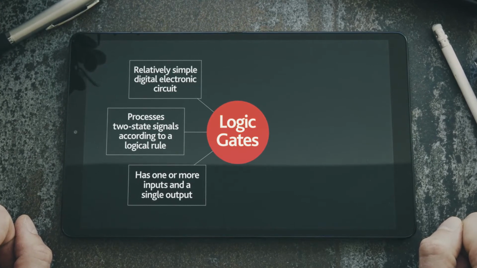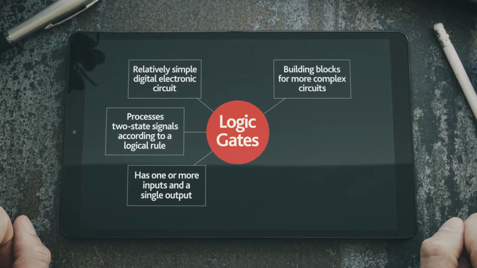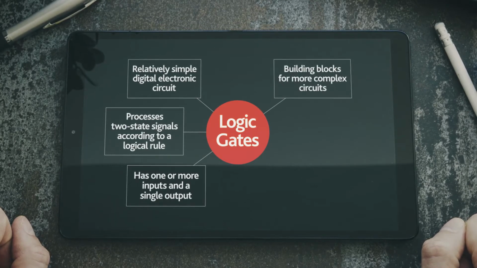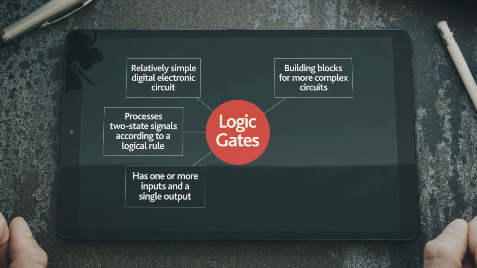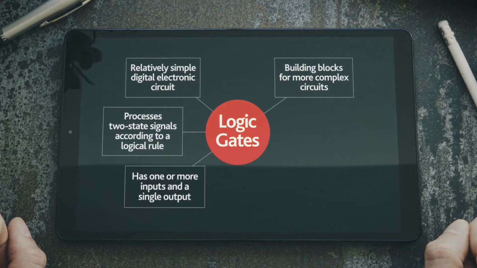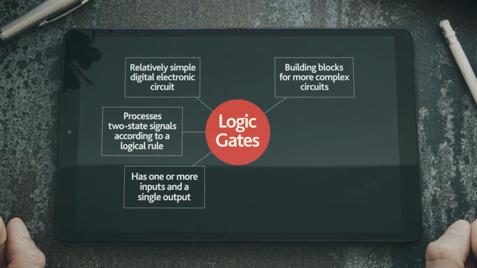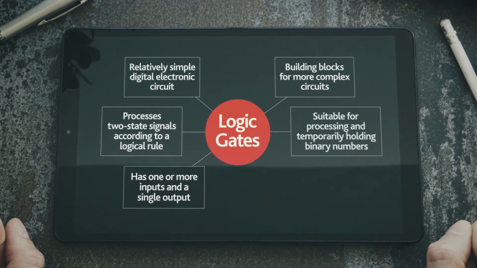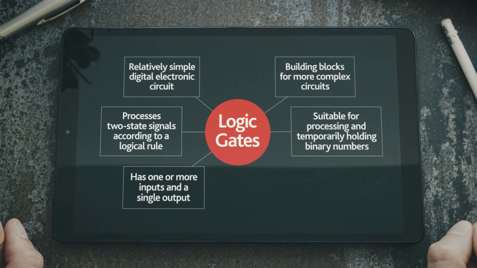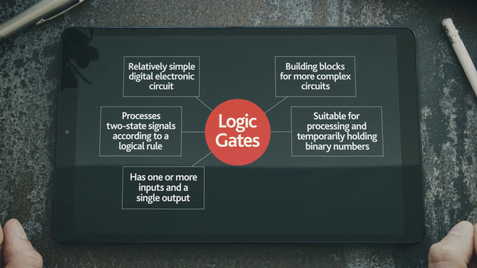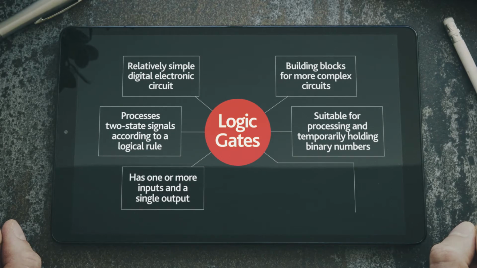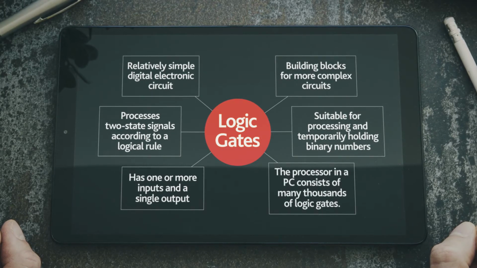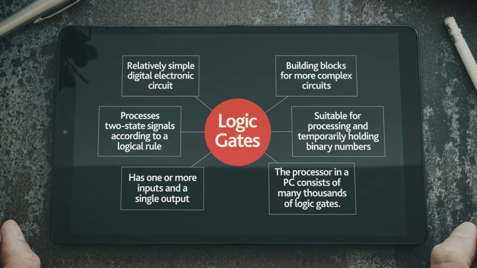They are used by electronics engineers as building blocks for more complex circuits of gates, or logic circuits, in which the output of the gate forms an input to one or more other gates for further processing. As they process two-state signals, it also makes them suitable for the processing and temporary holding of the binary numbers that computers use to represent numbers and text. So, as you've probably guessed, the processor in a PC consists of many thousands of logic gates.